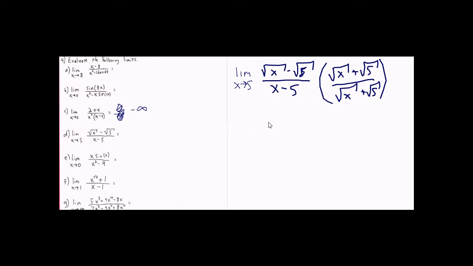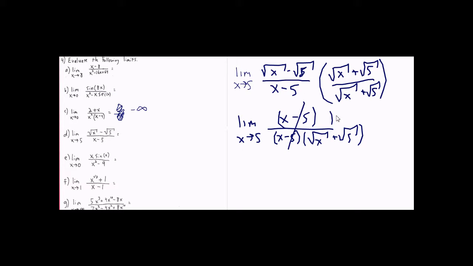Multiplying conjugates up top is going to leave us with just x minus 5. And on the bottom, we're not going to multiply it out. We're going to have x minus 5 times root x plus root 5. The x minus 5s are going to cancel out, leaving a 1 on top. And now when I plug in 5, I get 1 over root 5 plus root 5, which is 1 over 2 root 5. There you go. Nicely done. Okay. There we go. Let's get rid of this.